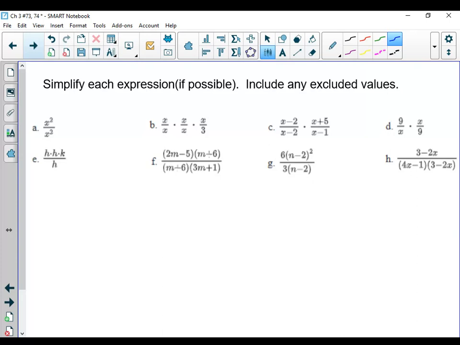For instance, the first one's not too bad. We'll do that one together. X squared over x squared, we know simplifies to 1. But there is an excluded value. What value would not work for x here? 0, because I can't have x squared equal 0. So I want x to not equal 0. So that's the kind of thing I'm looking for. Now, not all of them will be simplified to 1, but simplify them as far as you can, and then list any values that x could not have for a value, because it would be an excluded value.